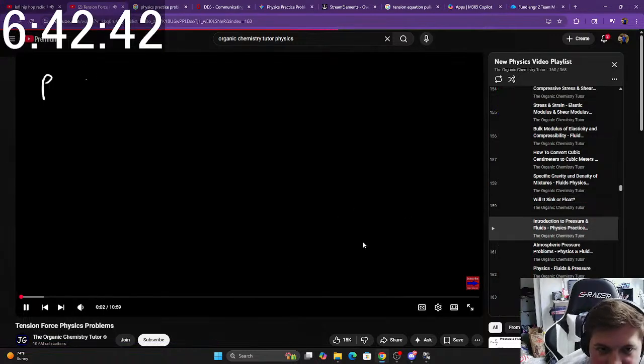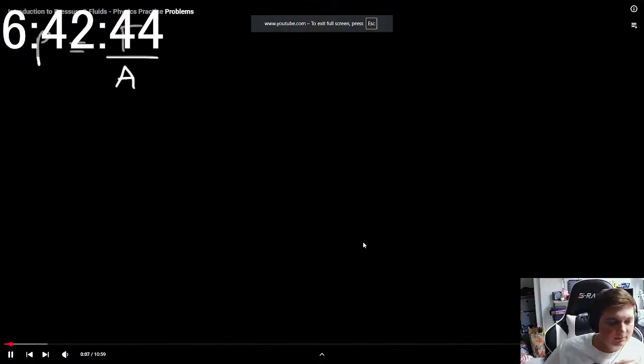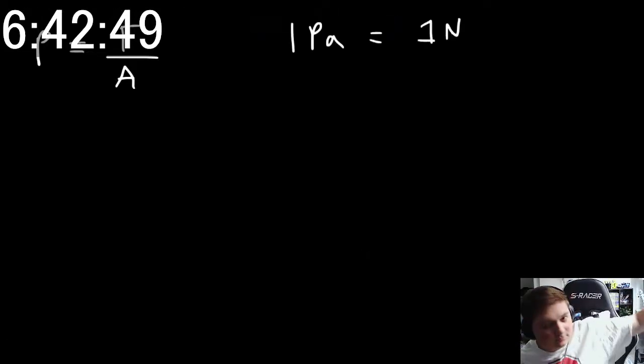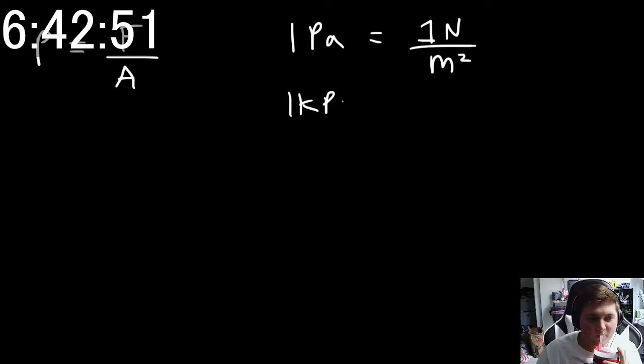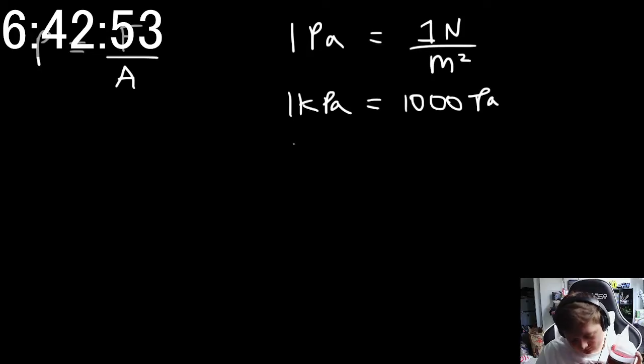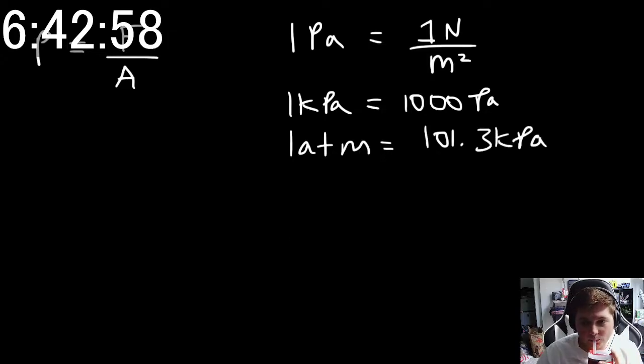In this lesson, we're going to talk about pressure. Pressure is force divided by area. In physics, the standard unit of pressure is pascals. 1 pascal is 1 newton per square meter. And 1 kilopascal is 1,000 pascals. And 1 atm, or atmospheric pressure, is 101.3 kilopascals. So those are some units that you want to keep in mind.